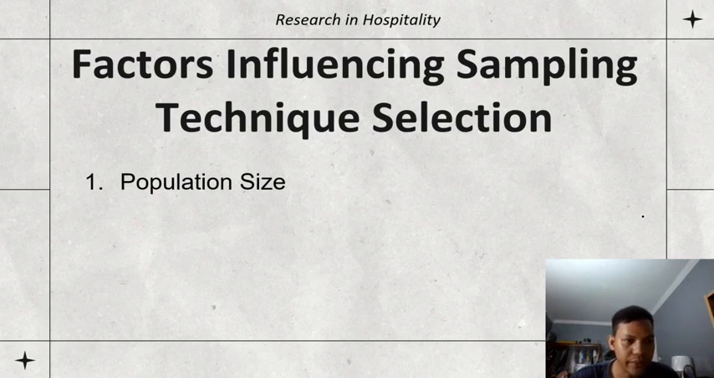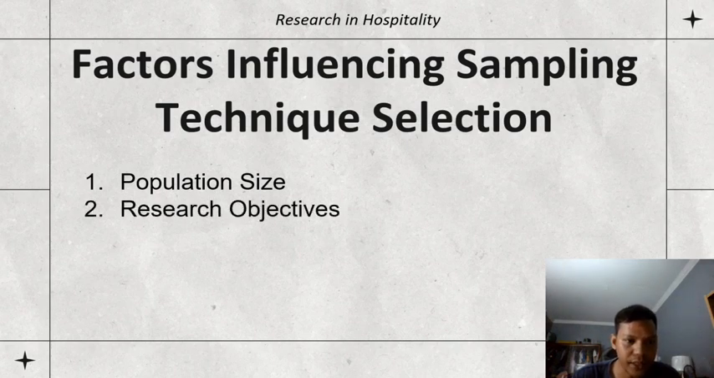So you need to use different sampling techniques compared to the five-star hotel or resorts. One of the factors that influence the selection of sampling techniques is the population size. Next one is research objectives. Each study has different objectives or statement of the problems. So the goals of the study dictate the most appropriate sampling method that you're going to use in your study.